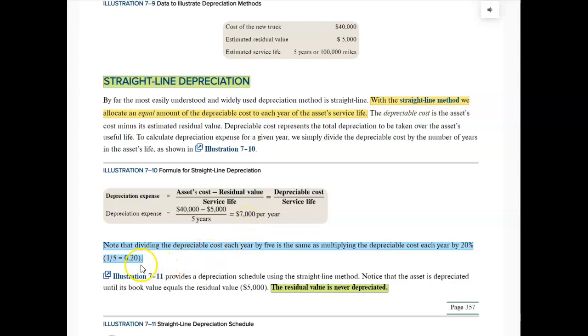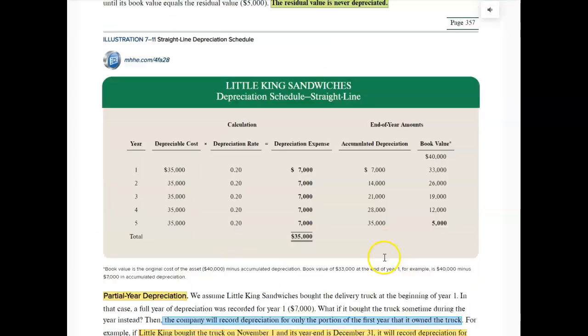And we're going to see a 0.2 or 20% here in a minute. So 5 years, 1 over 5, is 0.2. So you can use a depreciation rate of 20% or 1/5. That's the same thing as dividing 5 into the number up here. And the residual value, like it says here, is never depreciated.